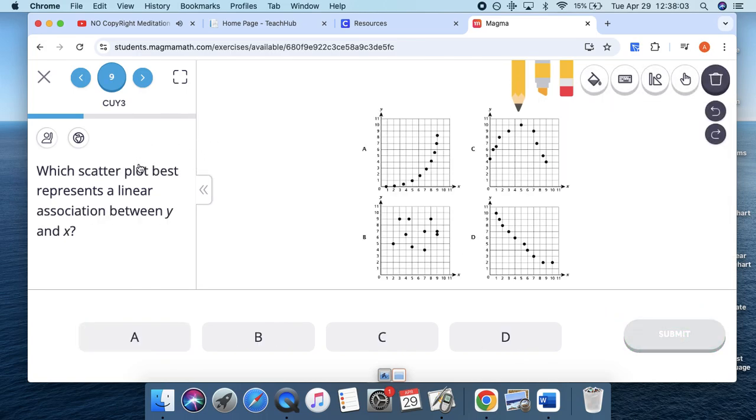Which scatter plot best represents a linear association? The easiest way is to draw a line of best fit. This would be exponential. This would be quadratic. This would be no association. And this would be the closest one to linear. There's a negative linear relationship. So I'd say D.